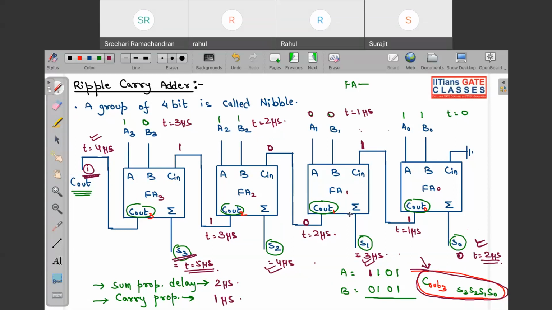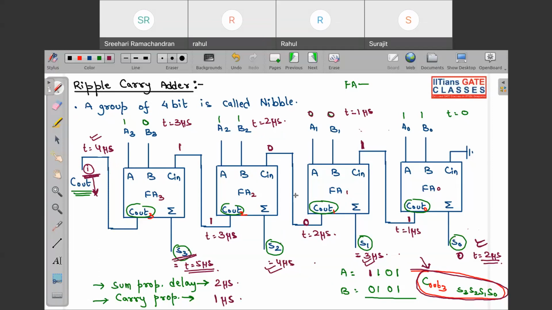How will you get C out as 1 before performing the operation? How do you know that? And if in the question it is given that you already know C out is one, then what will be your time to get all the inputs? Then you also require S3, S2, S1, S0.